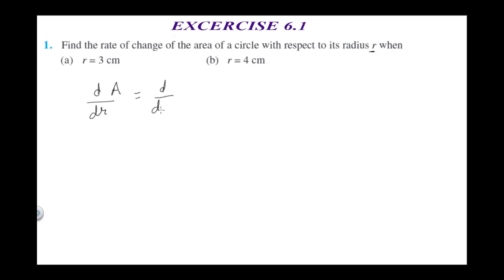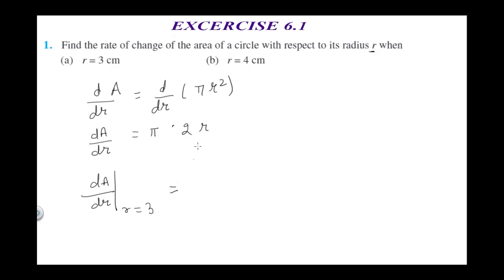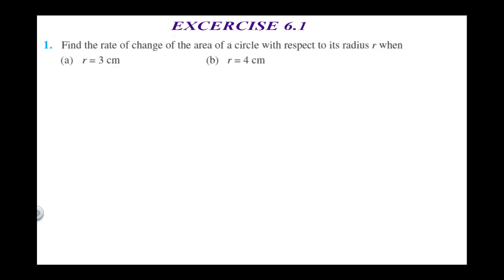What is the formula of area of a circle? Pi r square. Taking pi as it is, d by dr of r square is 2r. Clear? Now this is dA by dr. We have to find dA by dr, the rate of change of area with the radius, at r equals 3. So we will put 3 in place of r. We get 6 pi. What will be the unit? Area square centimeter divided by radius centimeter. Clear? This is how you're going to solve question 1, first part. I think the second can be attempted similarly. Let us go to the next question.